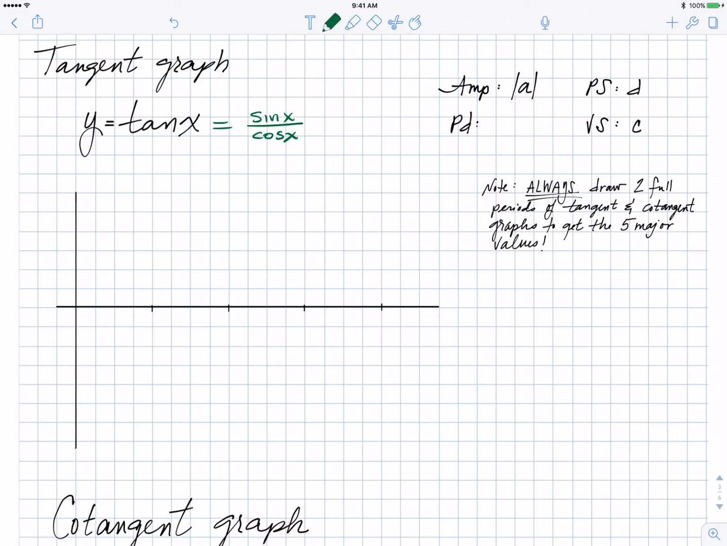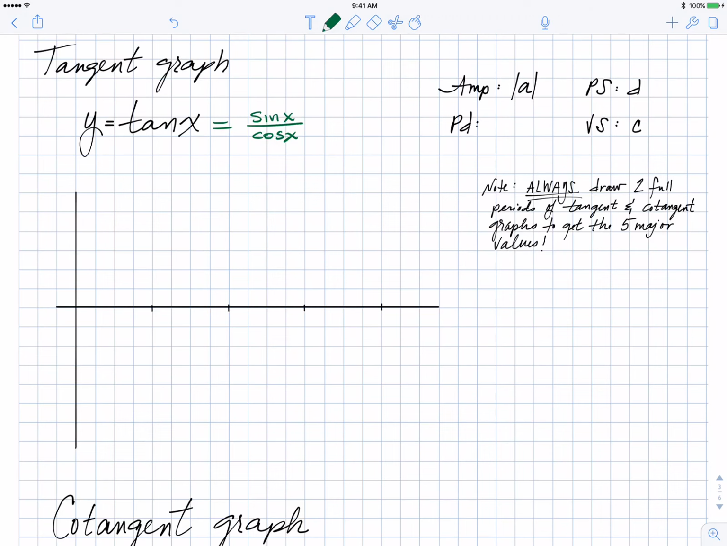So I'm going to start out with this part first. Where does cosine equal 0? So if you'll go to your unit circle, find out where does cosine equal 0. Now you should have come up with pi over 2 and 3 pi over 2.